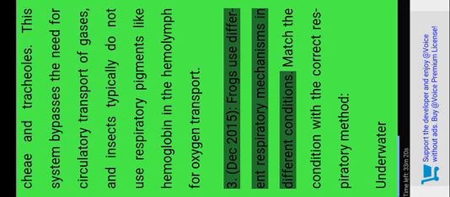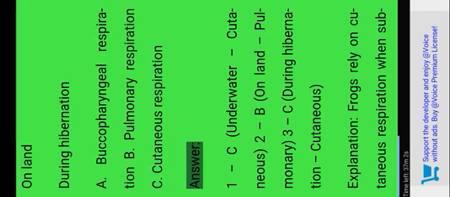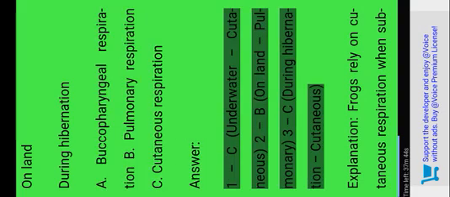3. December 2015. Frogs use different respiratory mechanisms in different conditions. Match the condition with the correct respiratory method. 1. Underwater. 2. On land. 3. During hibernation. A. Buccopharyngeal respiration. B. Pulmonary respiration. C. Cutaneous respiration. Answer: 1, C: Underwater, cutaneous. 2, B: On land, pulmonary. 3, C: During hibernation, cutaneous.